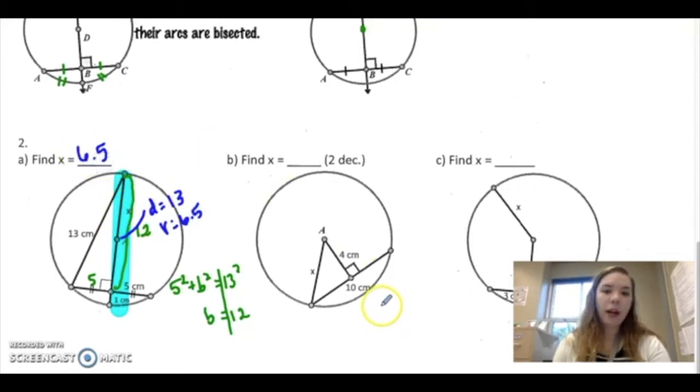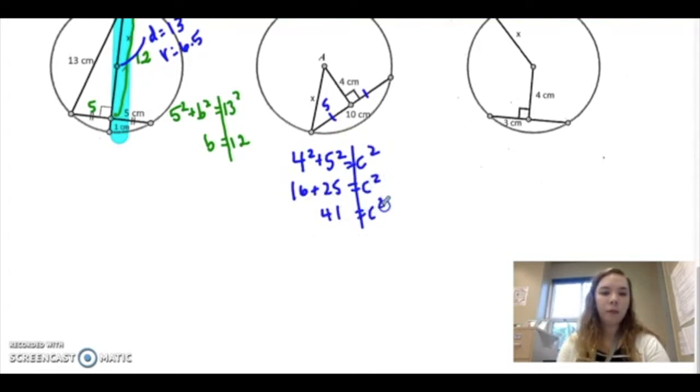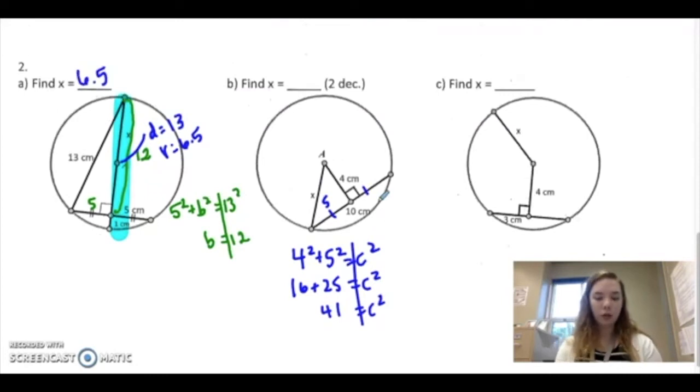All right, find x. Since this is perpendicular, it is bisected, which means this piece is 5. So I'll need to use Pythagorean theorem so I can find my hypotenuse here. And this is not a triple, so I'm going to go ahead and work it out. You have 4 squared plus 5 squared equals c squared. Okay, and it says 2 decimal places. Remember, they typically tell us if they want exact or rounded form. So this would be 6.40.